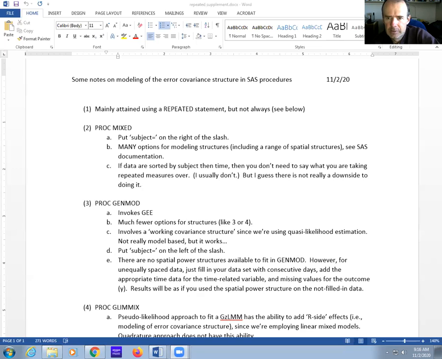Jonathan mentioned a package and function for generalized linear mixed models that he thought worked better than the GLMM PQL. But the question is, does it do pseudo likelihood or does it just do quadrature?